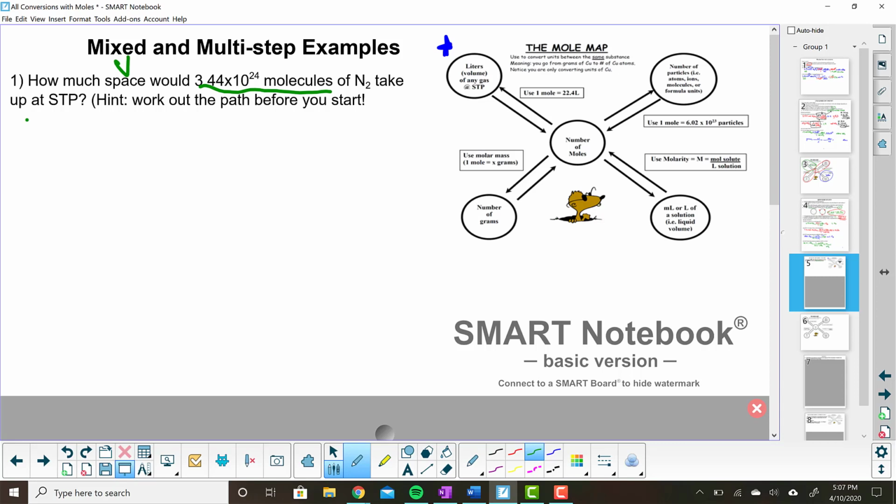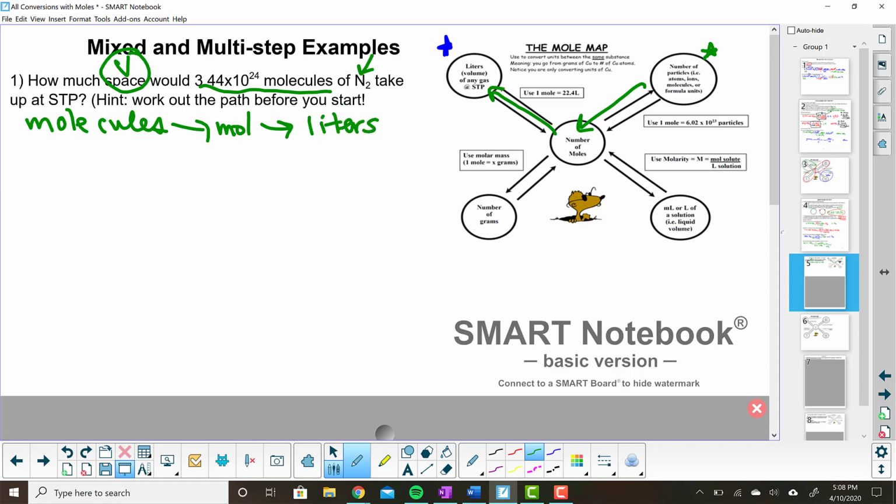So I'm starting in molecules. So I'm starting on the top right in molecules. If I'm in molecules or particles, there's only one place I can go. I can only go to moles. But once I'm in moles, I can go to volume, right? And I know that I can go this way because N2 is a gas, right? So I'm going to go from particles or molecules in my case to moles, then from moles to liters.